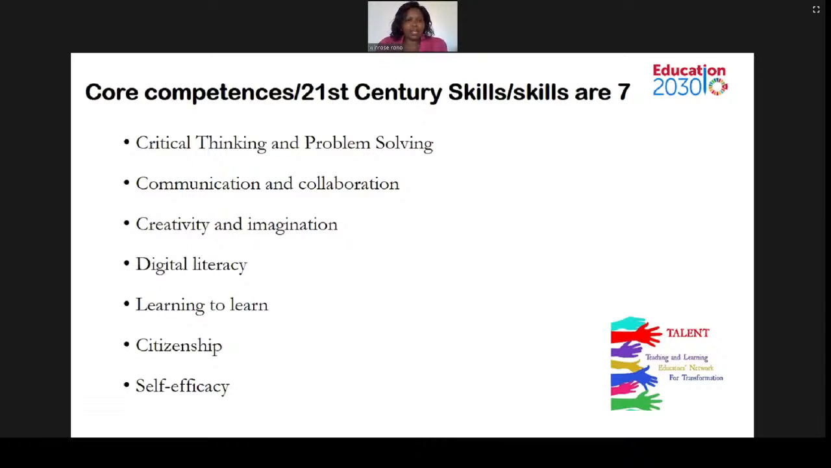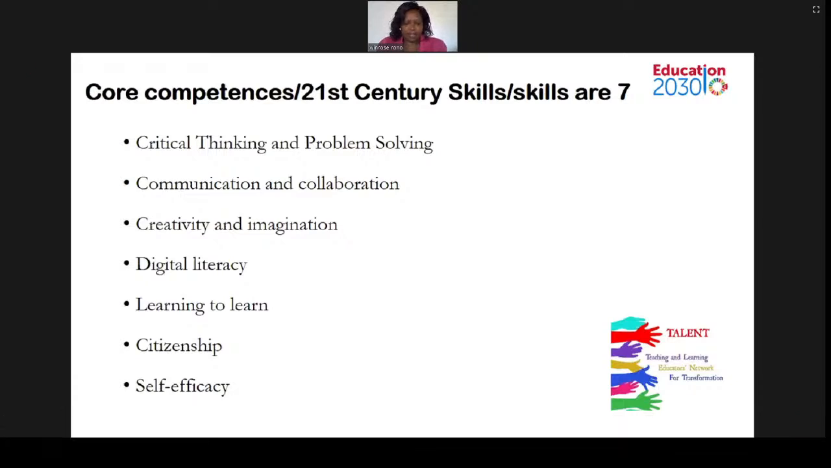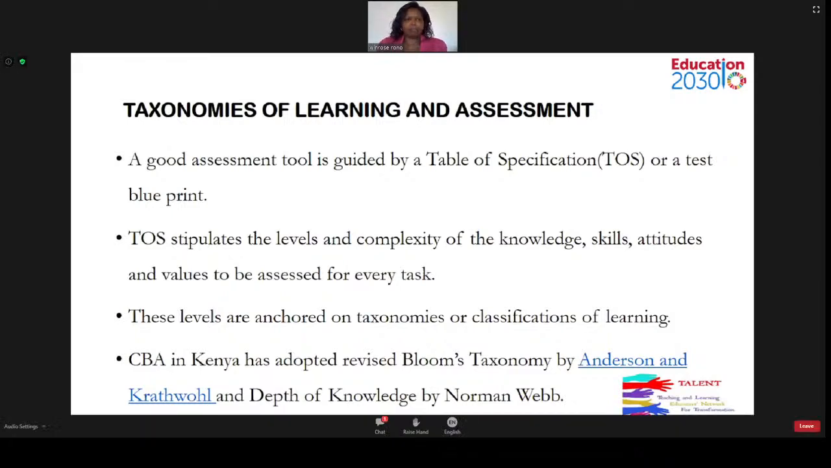The first one is critical thinking and problem solving. We also look at communication and collaboration. We have also adopted creativity and imagination. We have also considered digital literacy to be very critical, learning to learn, citizenship, and self-efficacy. So how do we go about assessing these core competencies?